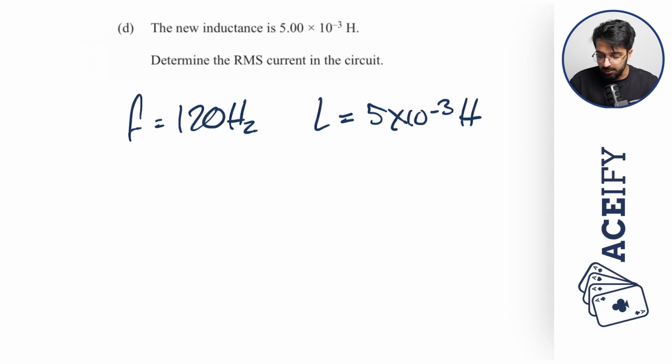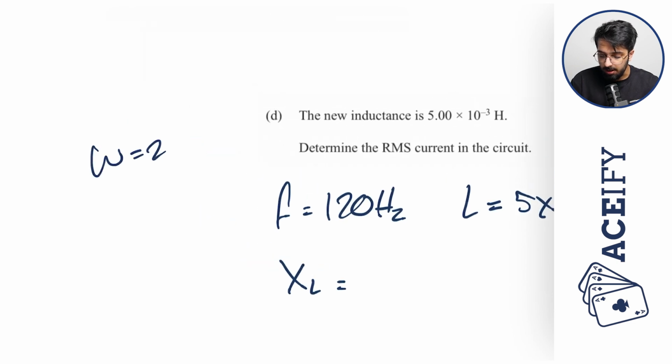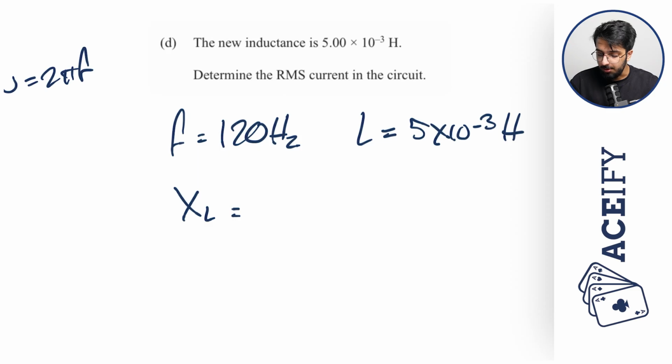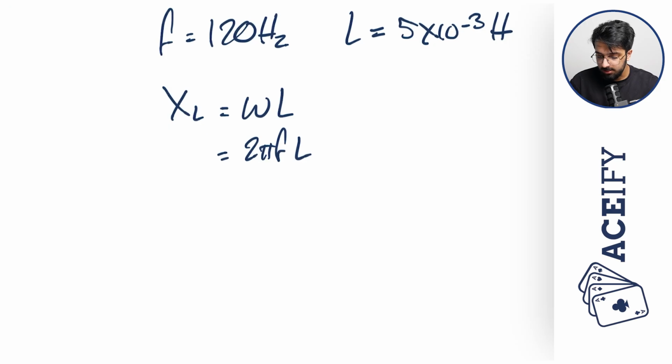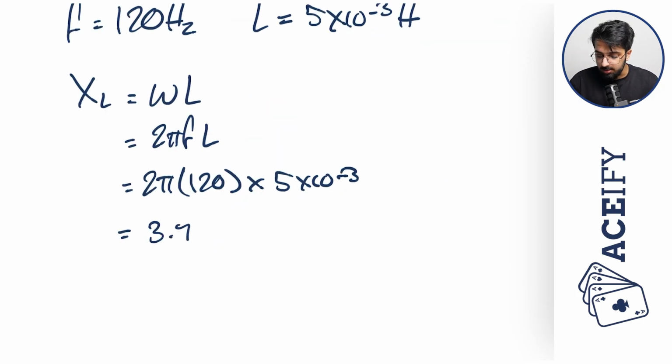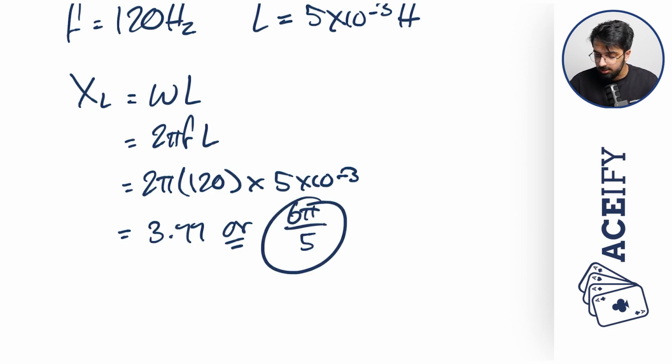Okay, and so therefore we can find the reactance of our inductor as omega is equal to 2 pi f, okay? So therefore our reactance of our inductor is equal to omega L, and so that's equal to 2 pi f multiplied by L, and so that is equal to 2 pi times 120 multiplied by 5 times 10 to the negative 3. And so this gives a reactance of 3.77, or we could say that this is 6 pi all over 5, okay? So in the calculations, I'm going to use this value in order to keep whole numbers.